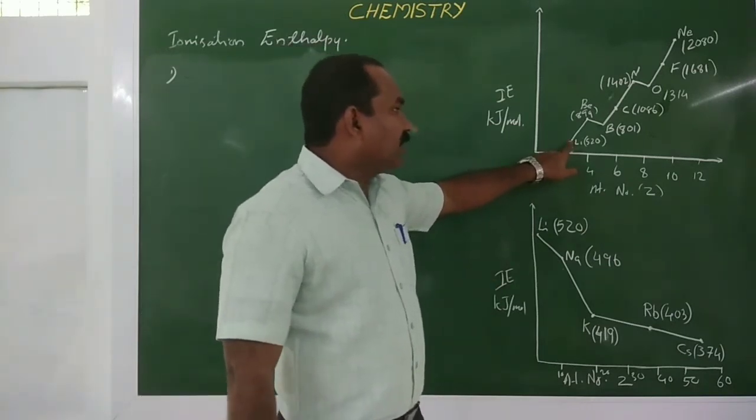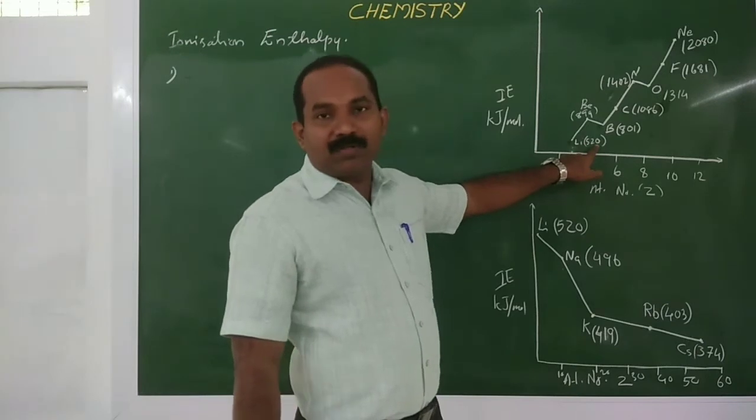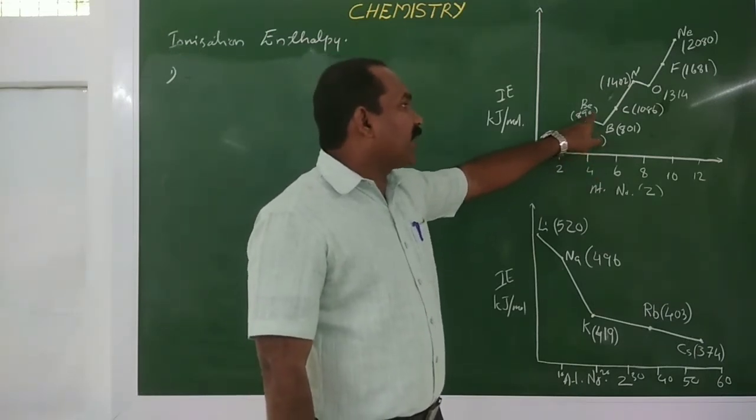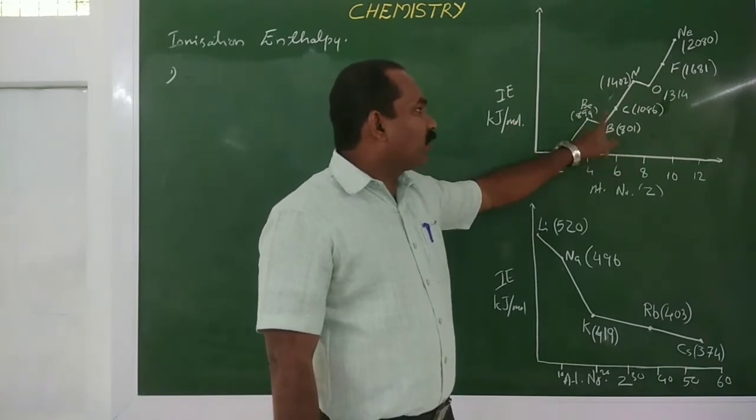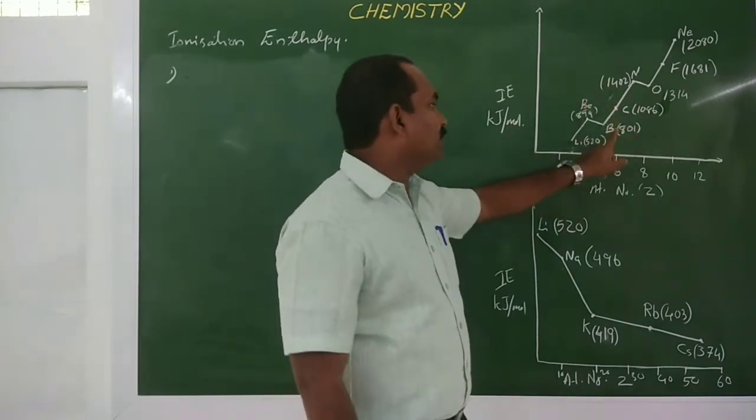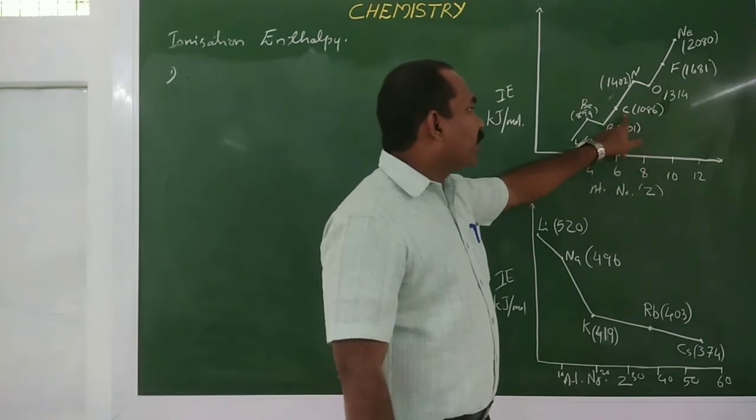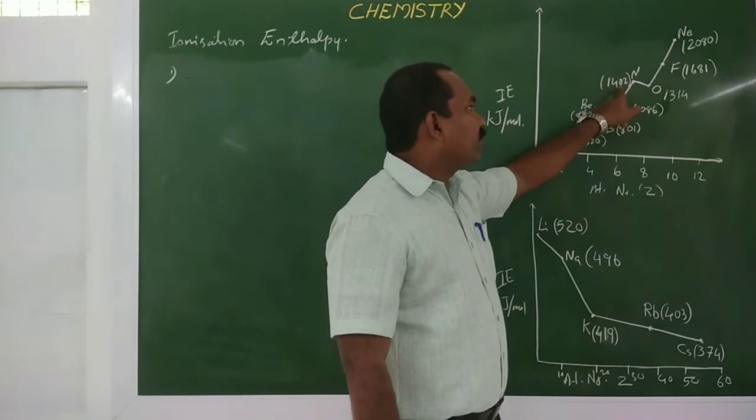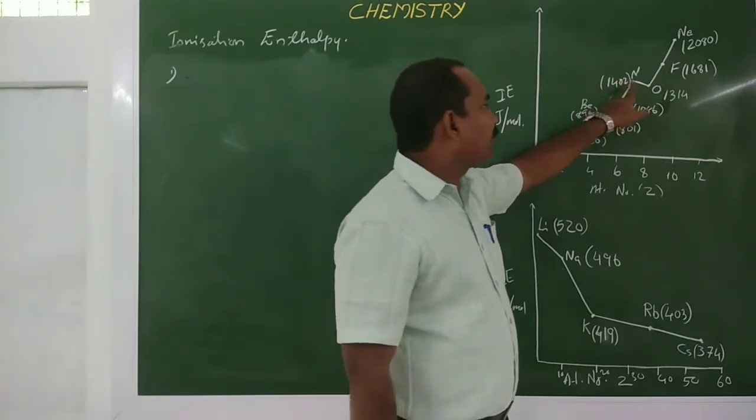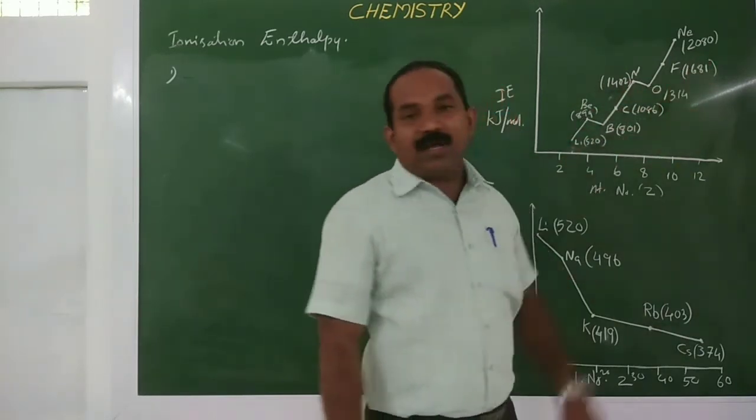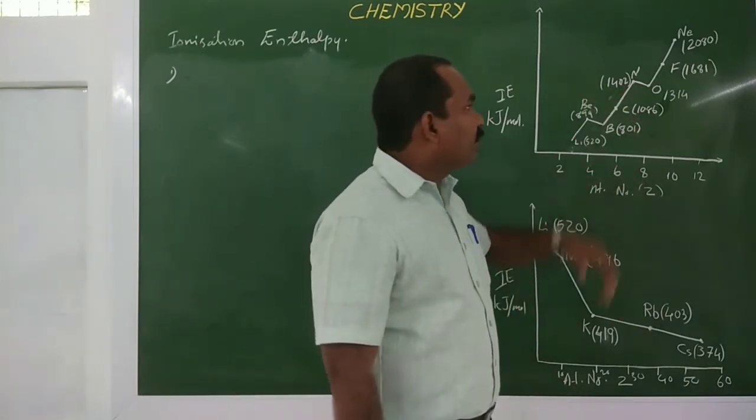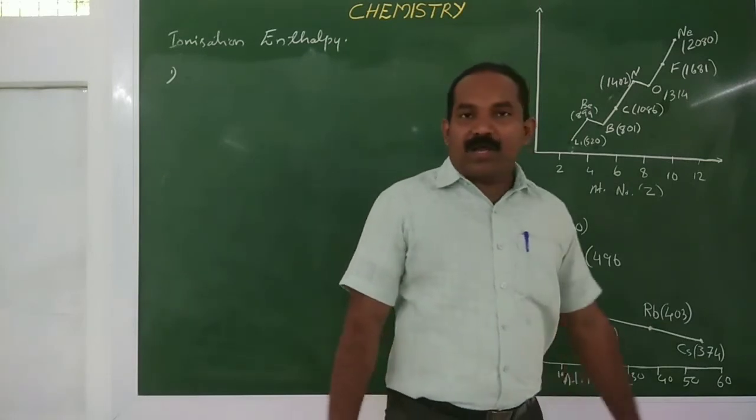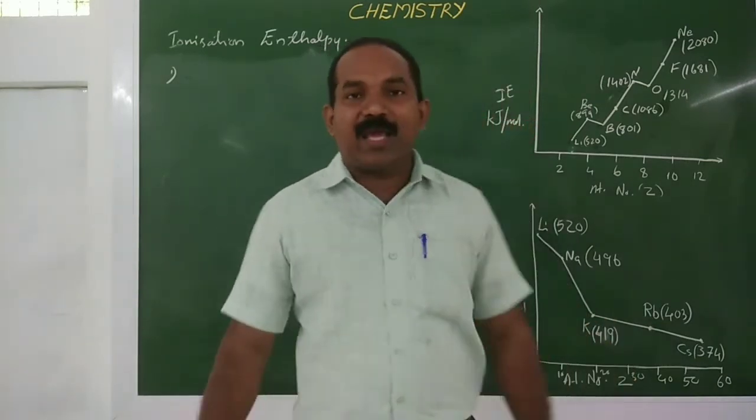Lithium, 520 kilojoule per mole. The energy is expressed in kilojoule. Beryllium 899 kilojoule. Boron, a little less, we will discuss later, 801. Carbon 1086. Nitrogen 1402. Oxygen 1340. Fluorine 1681. And neon, the noble gas, 2080.